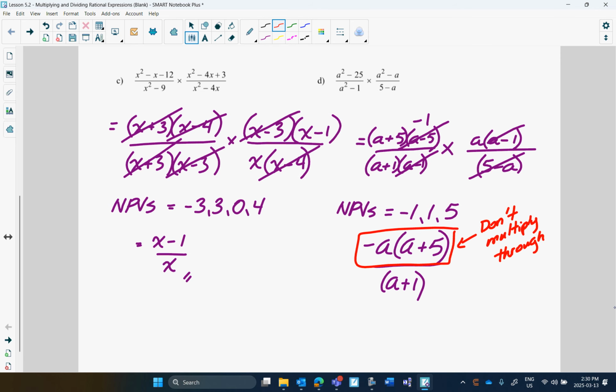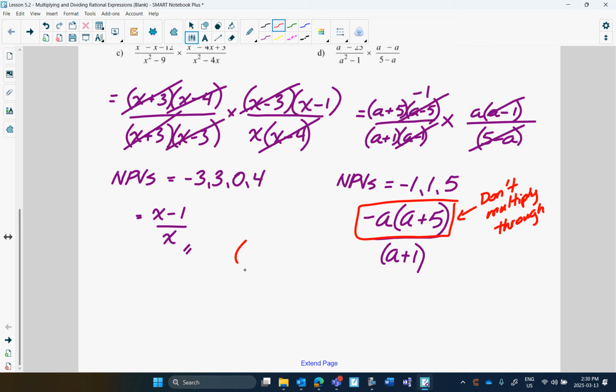I've seen students do a question where the final answer will look something like this: x plus 1 over x minus 2 times x plus 7 times x minus 5. And then they'll try and multiply all these through. Do you know how many multiplications that is? That's like 6 multiplications. That's tons of work. Don't do it. Leave it in factored form.